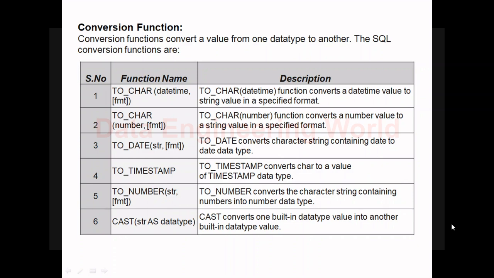There are various conversion functions available in Oracle, such as ToChar, ToDate, ToNumber and Cast. Let's discuss them one by one and try to understand their use cases. So the first function in the list is ToChar, which helps to convert a date or a number into a string data type.